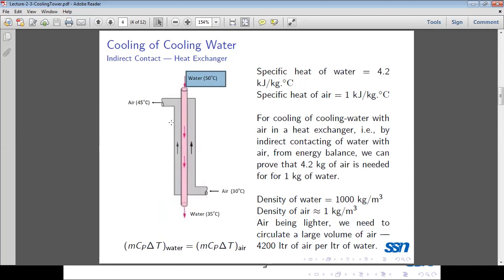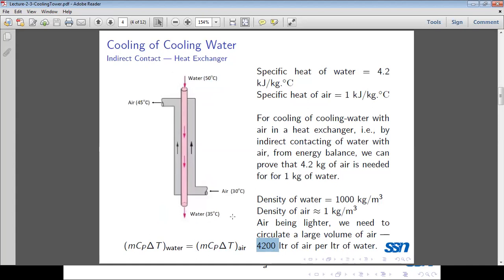Otherwise, for 1 kg of water, we need to send about 4.2 times air, which means in terms of mass, the numbers are comparable, but in terms of volume, because volume is the thing affecting your space requirement, you need a large heat exchanger for this heat transfer process. Is it understandable? So for 1 liter of water, you need to circulate 4,200 liter of air. You can easily understand that.